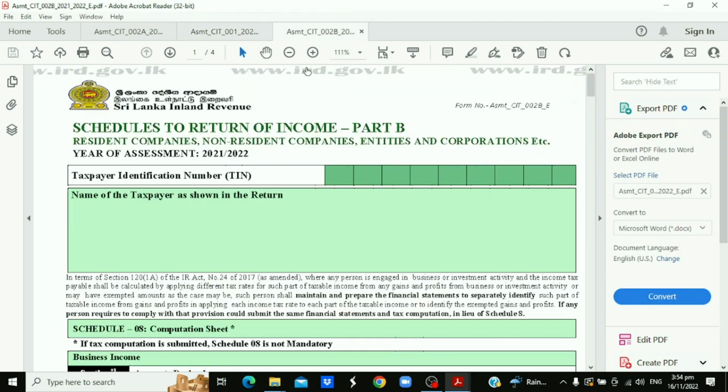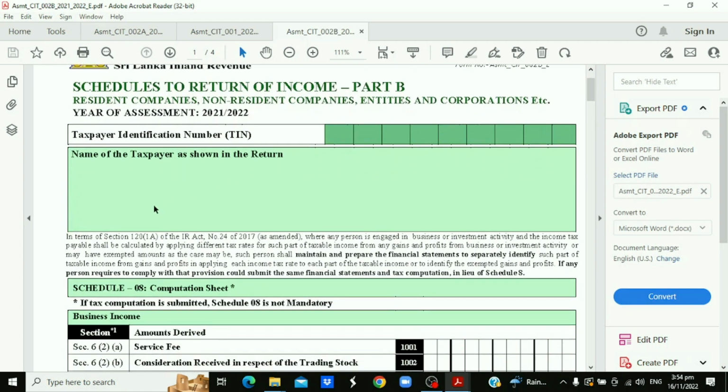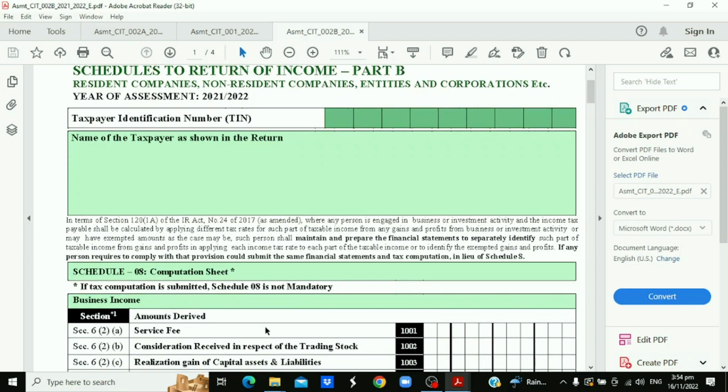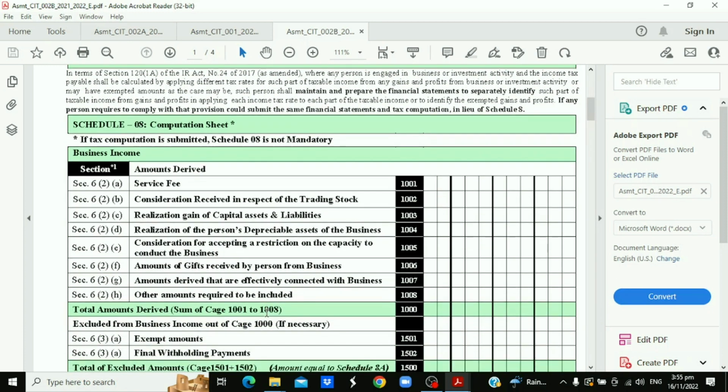If you look at this part B of the return, at the top it says section 120A, right? If there is any exemption or different rate, you have to submit separate accounts, right? For that purpose, this format is not supported. If so, then you definitely have to attach a separate tax computation, right? Then schedule 8 mainly focuses on how you can provide your tax computation, based on the direct method.